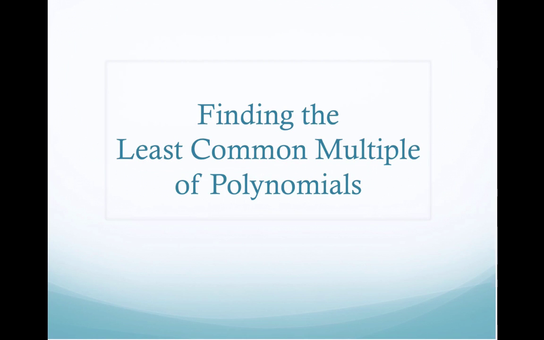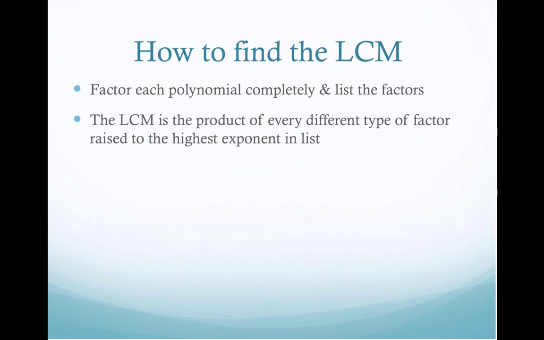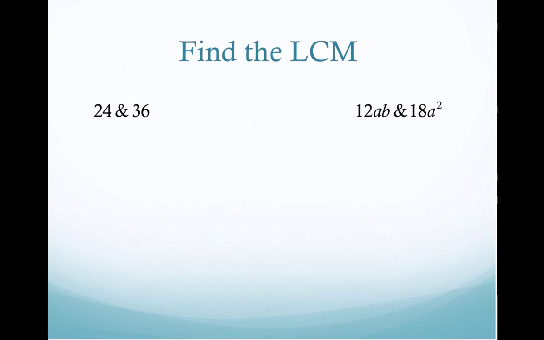In this lesson, I'm going to show you how to find the least common multiple of polynomials. In order to find the least common multiple, we're going to factor each polynomial completely and then list the factors. The least common multiple is just the product of every different type of factor raised to the highest exponent in the list that we make.